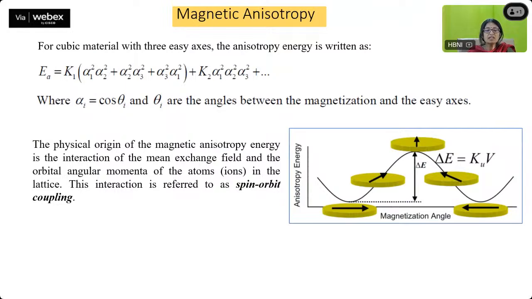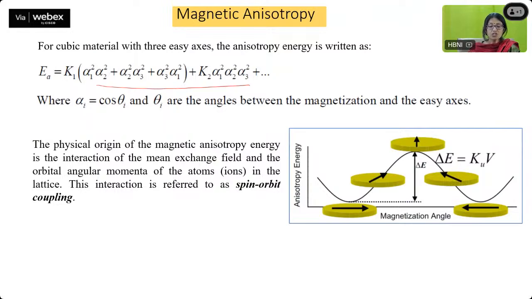For a cubic material with 3 easy axes, the anisotropy energy is written by this particular equation over here. This alpha_i is cos theta_i, and the theta_i are the angles between the magnetization and the easy axis. So if you plot anisotropy energy versus the magnetization angle, this is how your anisotropy energy is going to vary with the magnetization angle, that is the angle theta.